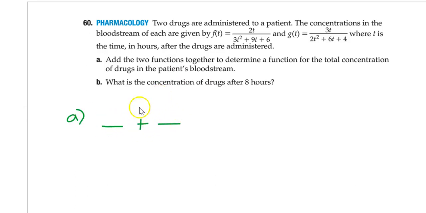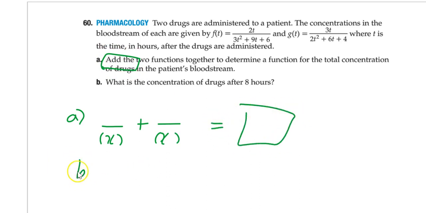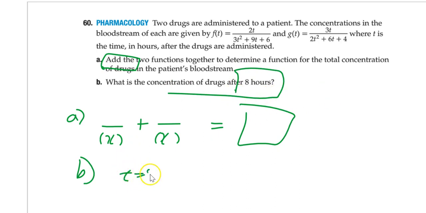I'm not going to do the work because of time. But, right, just the same concept. Common denominator, right? We're not scared of application problems. Just wants you to add the 2 drugs. And you can get some number. And look what B says. What's the concentration of drugs after 8 hours? You know what that means? Plug in 8 for t into the thing you got. Get your answer and you're done.